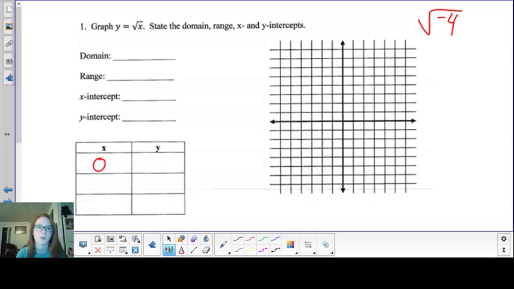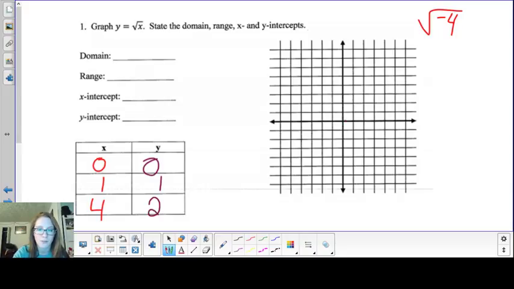And I like to take square roots of perfect numbers. So I'm going to do 0, 1, and 4. 2's not perfect. That's not going to give me a nice answer. 3's not perfect. It's not going to give me a nice answer. I want to use just perfect squares. So the square root of 0 is 0. The square root of 1 is 1. And the square root of 4 is 2.